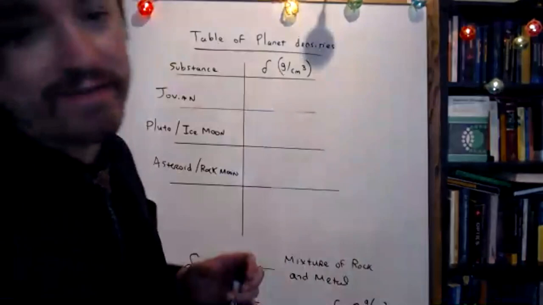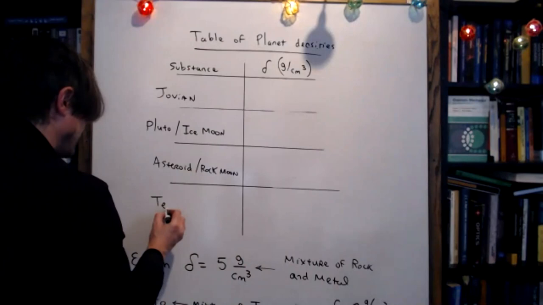That's because the center of Jupiter is highly compressed rock, metal, and ice. The outer layers are gas, but there's so much pressure that it just kind of averages out to one. So here's a good rule of thumb. This is why we should talk about this. And then here's a terrestrial planet.